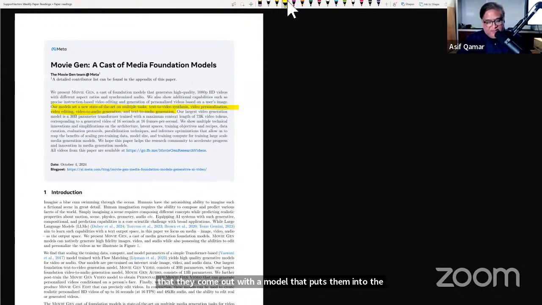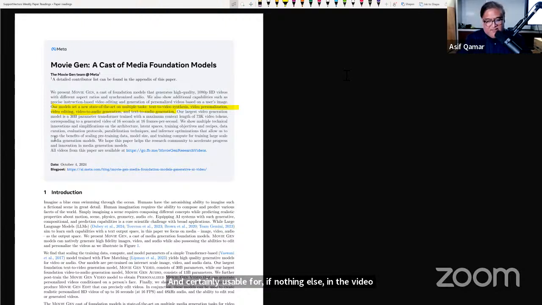So our largest video generation model is a 30 billion parameter transformer trained with a maximum context length of 73K video tokens, corresponding to a generated video of 16 seconds at 16 frames per second. 16 frames per second is understandable. They're saying that they can create videos of up to 16 seconds, which is quite remarkable. These are fairly long video sequences, and certainly usable for, if nothing else, indie video productions.